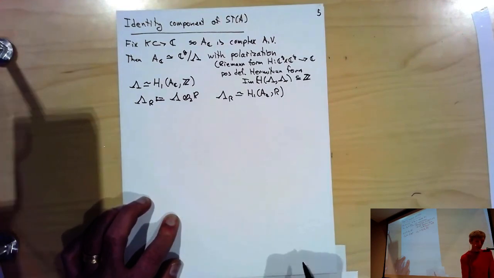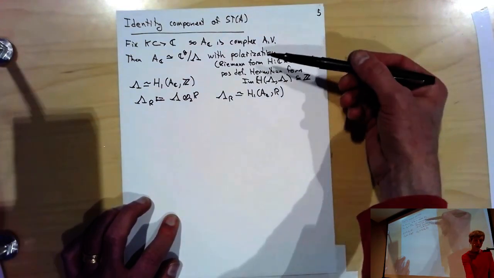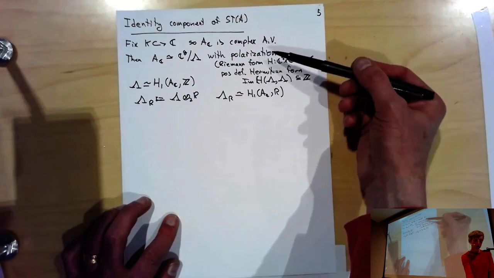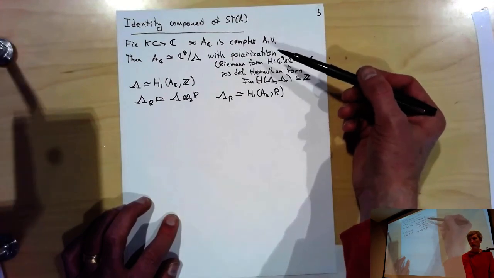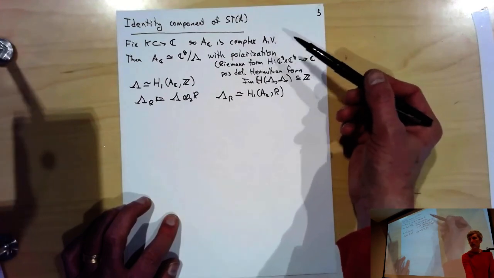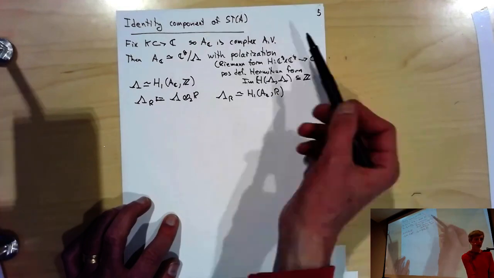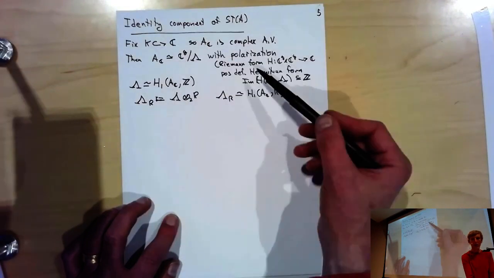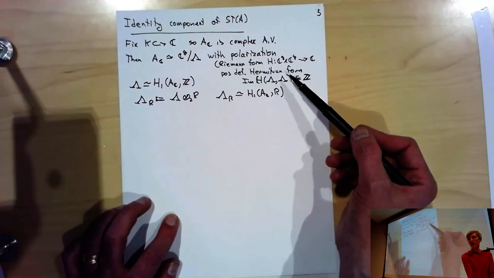By the way, for those who aren't familiar, the word polarization here might seem strange if you're used to polarizations of abelian varieties being defined as an isogeny between the variety and its dual. But it turns out you can take a polarization on the abelian variety and turn it into a Riemann form on the corresponding complex torus and vice versa. Okay.